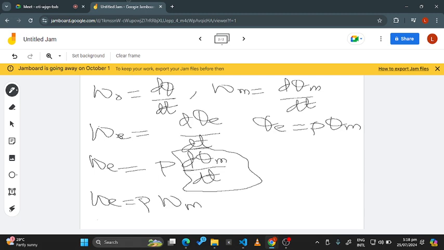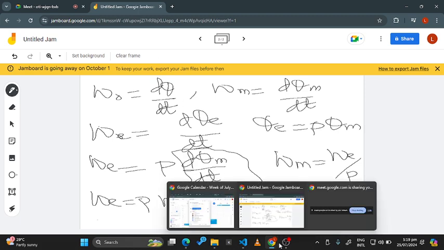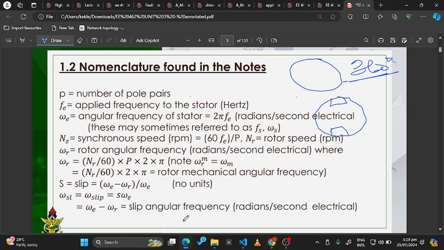Then if I have the electrical speed and I want to determine the mechanical equivalent speed, I just divide the electrical speed by the number of pole pairs. I hope this makes sense. I'm explaining all this so that when we get to the real business, we don't waste a lot of time. Okay, so that's what you have over here.